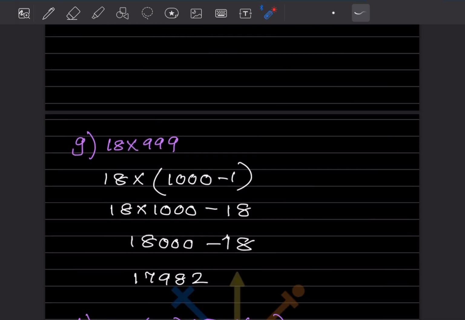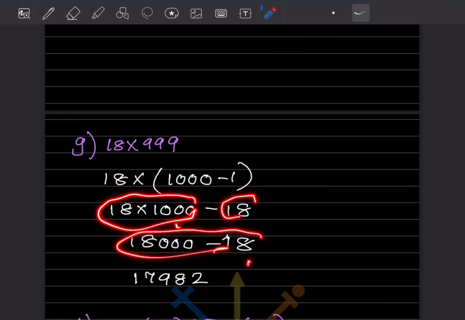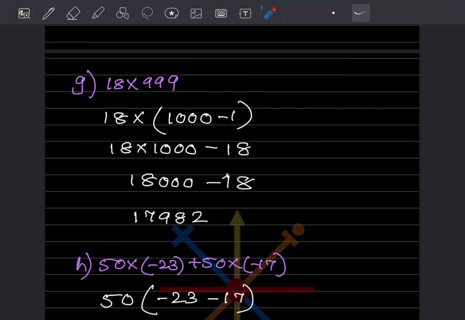Now this is slightly different. So you can use a distributive law. So this will be 18 as it is. For this one, we can write 1000 minus 1. So if we write this part like this, this is going to fit this as well as this one. So 18 into 1000 minus 1 is going to be 18 into 1000, which is 18,000, minus 18. And when you subtract this, you get 17982.